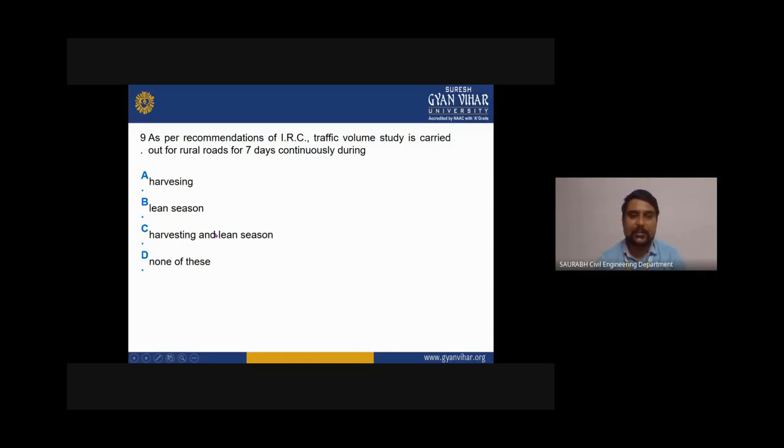In this question, it is asking: as per the recommendation of IRC, traffic volume study is carried out on a rural road for 7 days continuously during harvesting, lean seasoning, harvesting and the lean seasoning, or none of these. Here the right answer will be harvesting and lean seasoning.